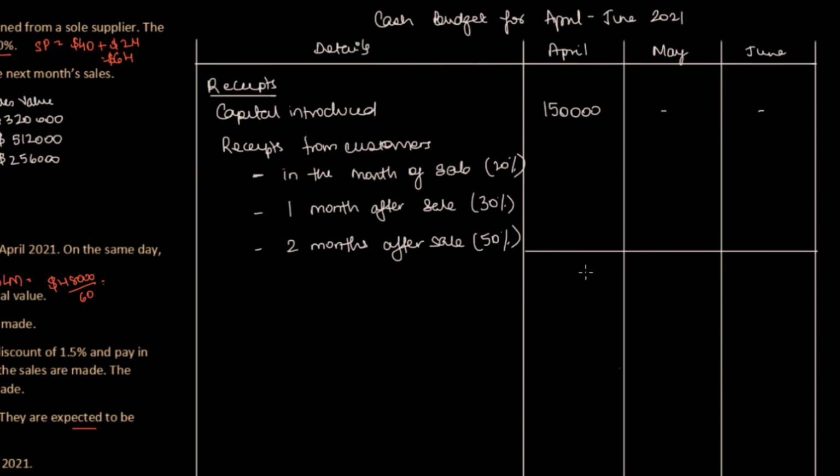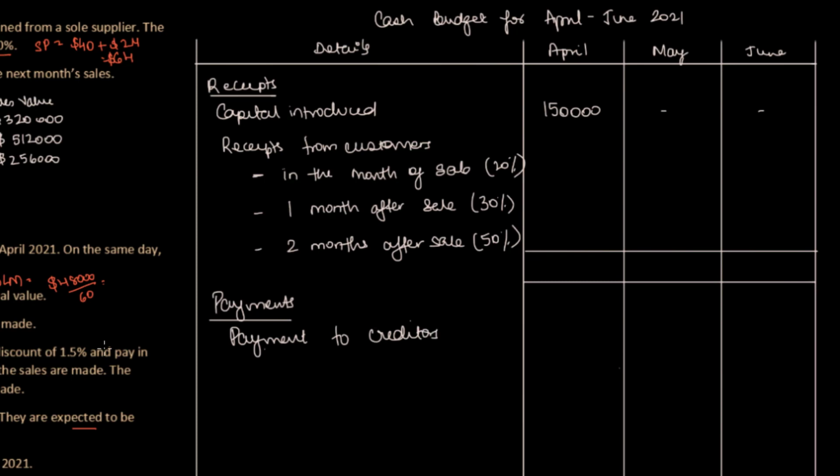Let's calculate that later. We're just preparing our overall format, listing down whatever receipts and payments we can have in this. Then payments. So under payments, we have payment to creditors for the purchases. It's just simply 1 month after purchase. So we just need one row for this, nothing else. Payment of operating expenses.